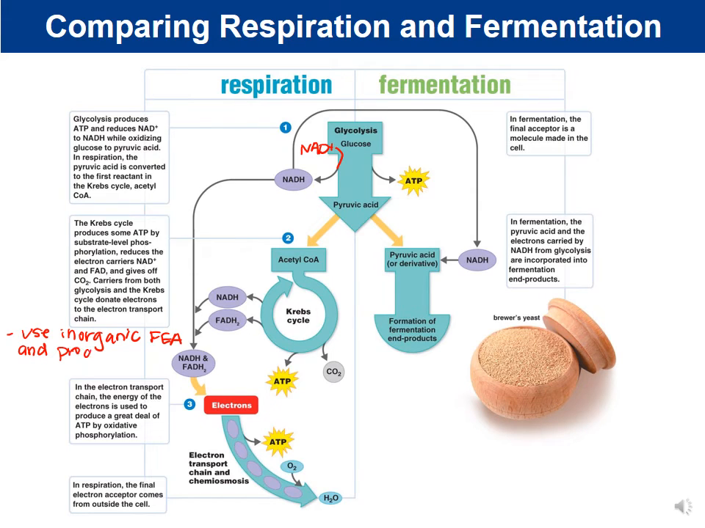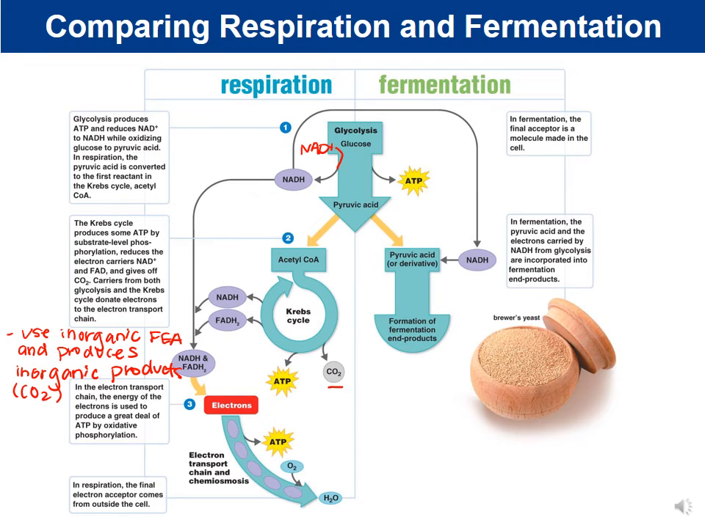and produces inorganic products, meaning it's going to break the glucose down completely to CO2. So during respiration, we're going to have our Krebs cycle, we have the electron transport chain, we use our inorganic final electron acceptor, and we're going to produce inorganic products, meaning we break it down completely. The sugar is broken down completely to carbon dioxide.